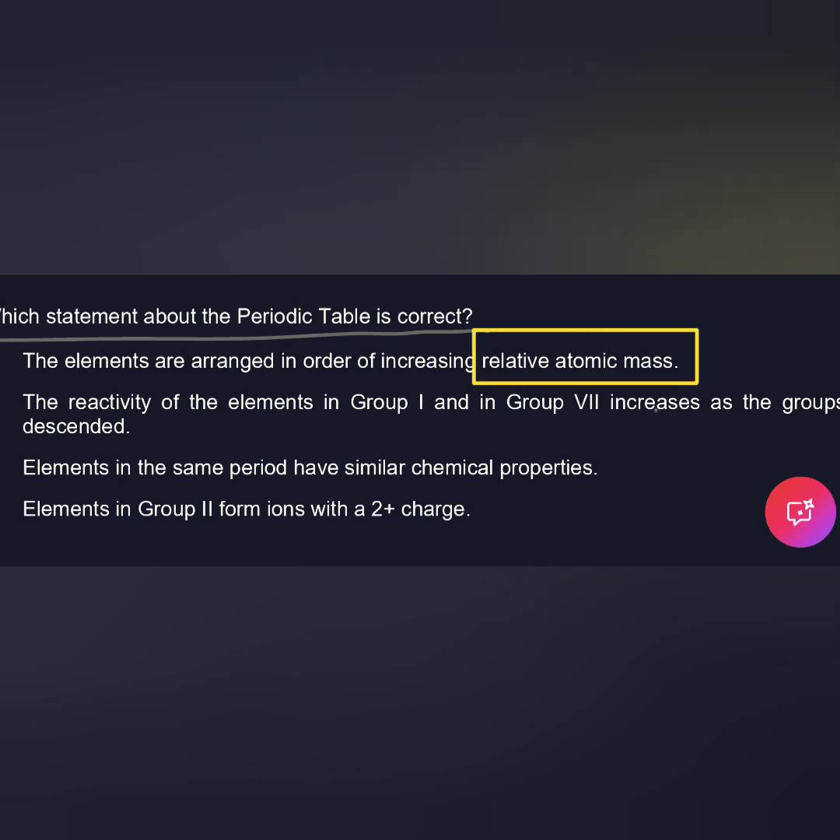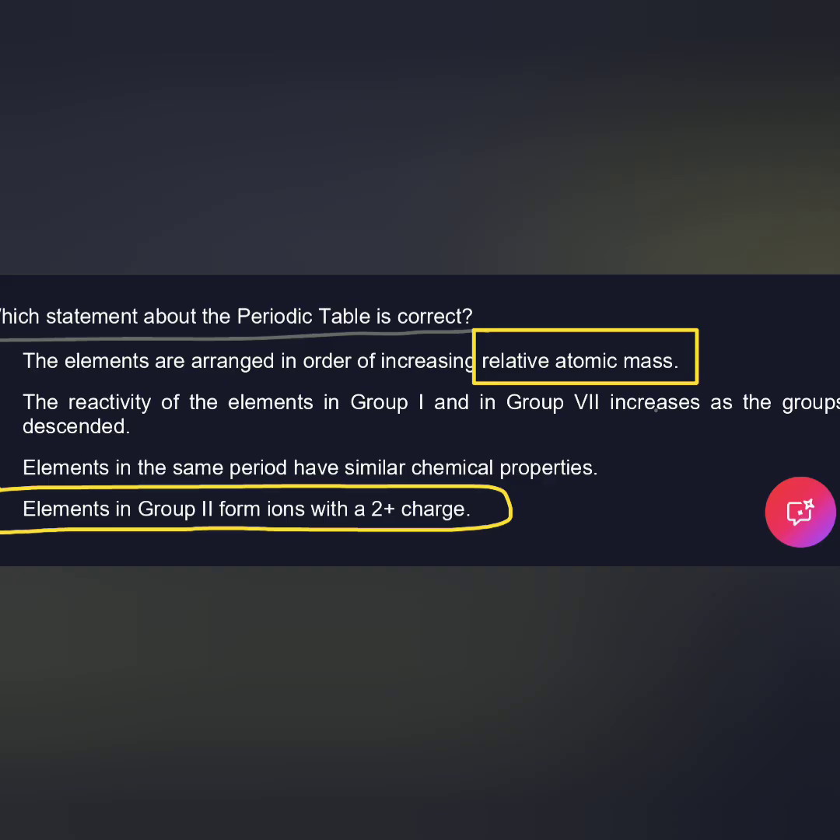The reactivity of elements in group 1 and group 7 increases as the groups are descended. No, group 1 reactivity increases down the group and group 7 reactivity decreases down the group, so that's again wrong. Elements in the same period have similar chemical properties. No, the properties of elements differ periodically. Elements in group 2 form ions with a positive 2 charge. Correct, absolutely correct, because elements in group 2 definitely form a charge of +2 as they lose 2 electrons.